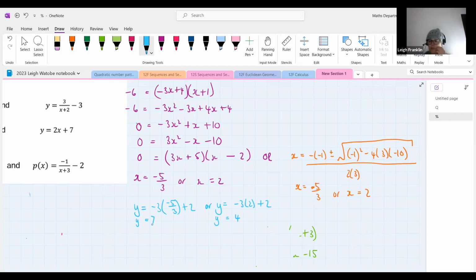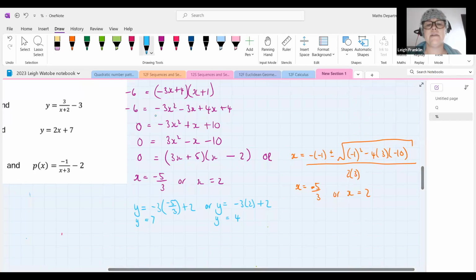So as far as question 2 is concerned, your one point of intersection is where x is equal to minus 5 over 3, while y is 7. The other point of intersection is where x is 2 and y is 4. All right, any questions? Are we sorted there? Do we understand? Are we happy? Oh, sorry, it's negative 4. Quite right. Minus 6 plus 2 is negative 4. Thank you.